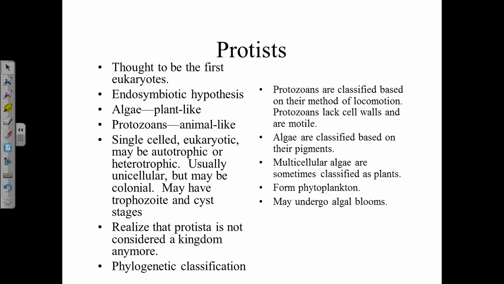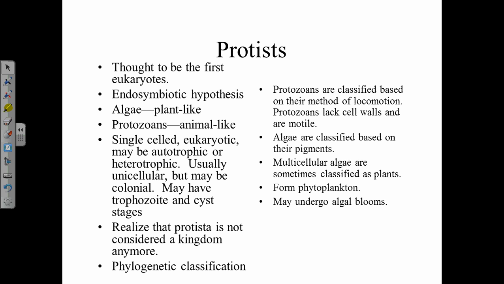Remember though that the algae are the plant-like protists, the protozoans are the animal-like ones. They're kind of all over the place in terms of their characteristics. Most of them are single-celled, not all. All of them are eukaryotic. That's the one thing they do have in common. They can be autotrophic or heterotrophic. Something that it doesn't say up here, some have a wall, some don't. So they're varied. We talked about the different groups a little bit last time.